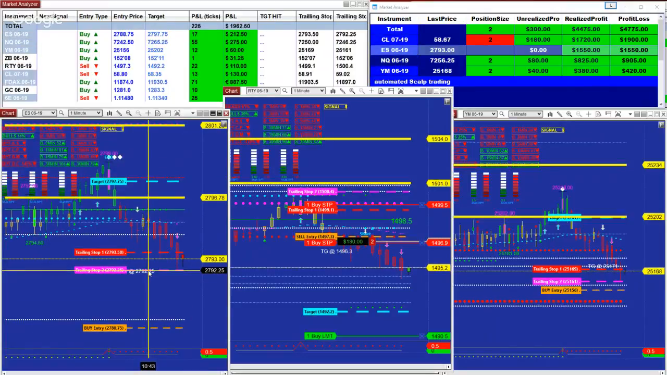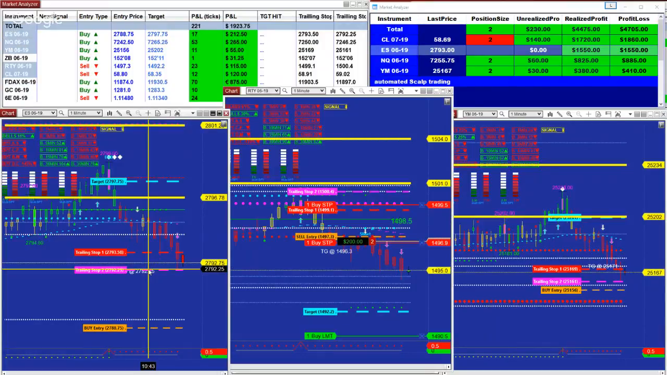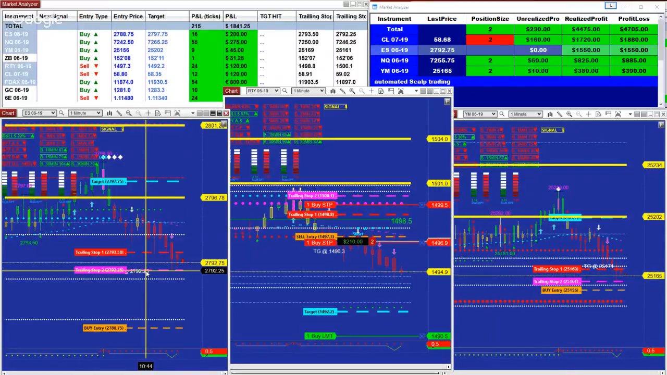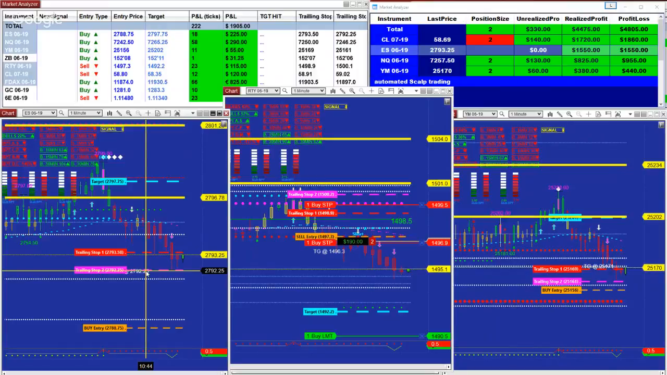But for the ones who don't have the system, the reason we're not calling the short is until we break the last border in here. And the last border here is 2792, and it is a critical area. This is where we separate the ES from short to long.